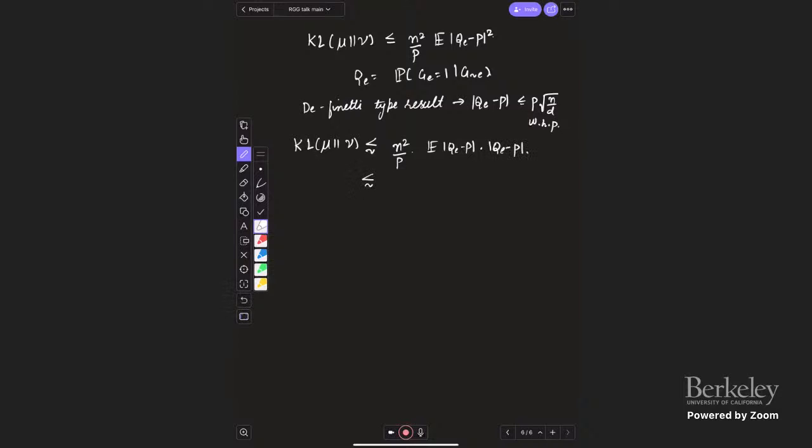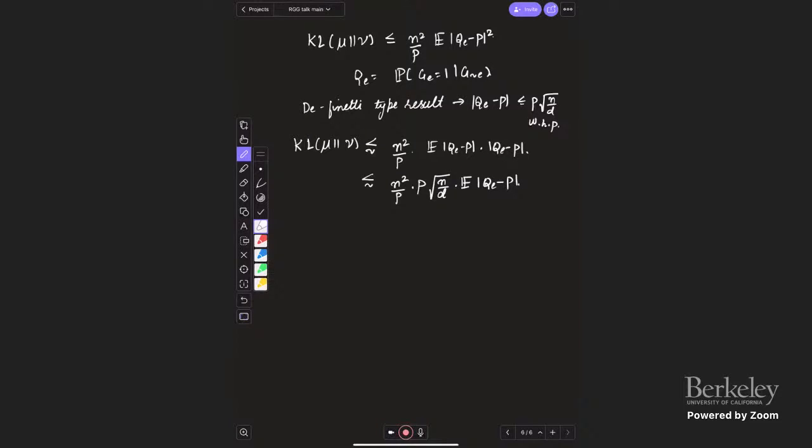which is less than or equal to N squared over P times P square root N over D times expectation mod Q_E minus P.